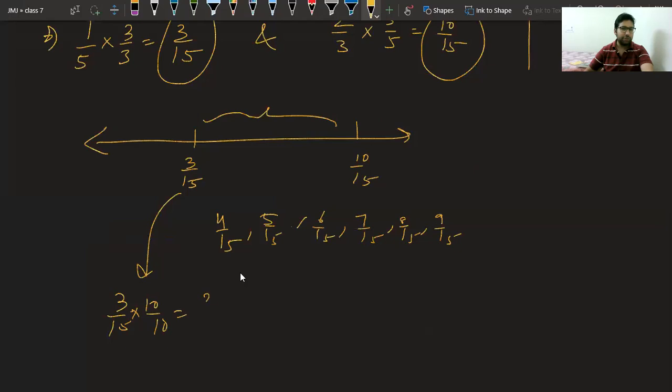See, it became 30 upon 150. It became 100 upon 150. Now, what is the issue? You can now find 69 numbers, I think, between them easily, na? 31, 32, 33, 34 till 99. No issues now.